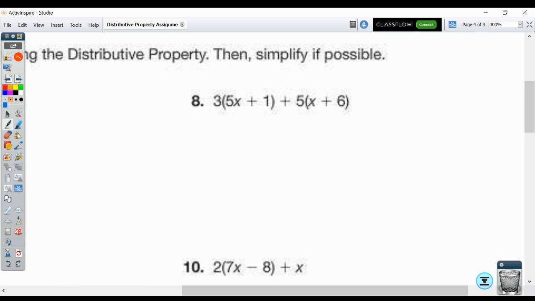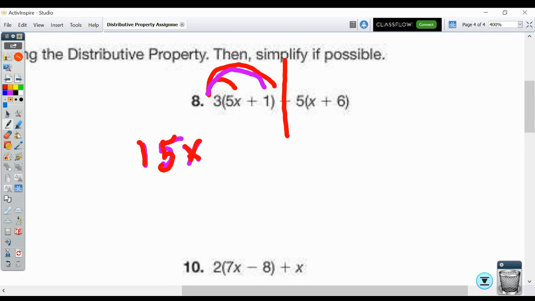So it says I have 3(5x + 1) and 5(x + 6). I want you to treat this like 2 different problems because they're separated by an addition sign. If I do the arrow method, I would do 3 times 5, and 3 times 1. 3 times 5 is going to be 15x, and the 3 times 1 is going to be 3.